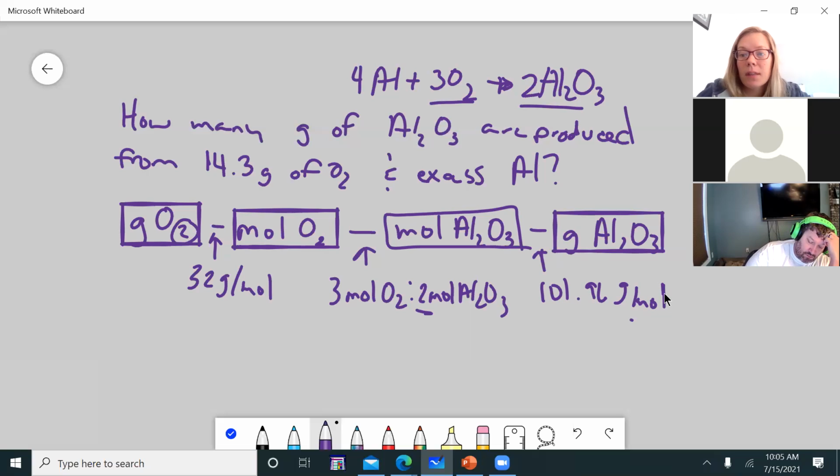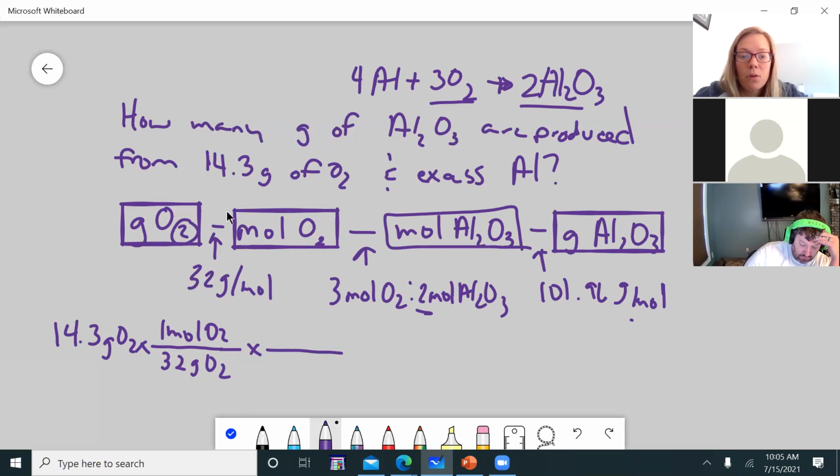Now, as you get better with this, you obviously don't have to lay it out in so much detail, but I think this is helpful in the beginning to figure out what you're trying to do. So let's set it up. Start with our given, 14.3 grams of O2. From there, I want to convert it into moles. So for every 1 mole of O2, I have 32 grams of O2.